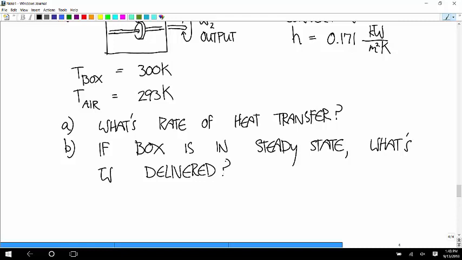So what's the W2? And what I didn't write up here is W1. So we need to know how much work is input to the box. So work 1 dot, just the absolute value of that, is 60 kilowatts.